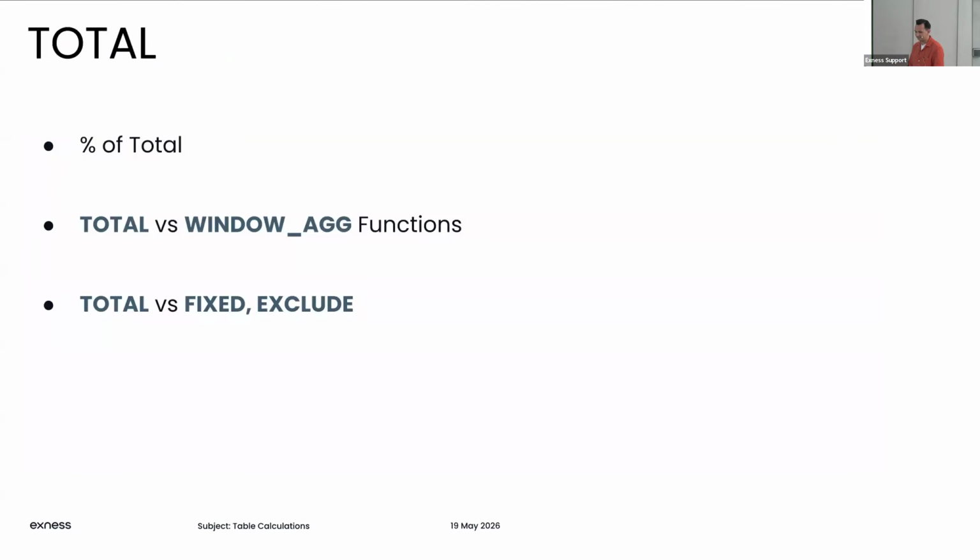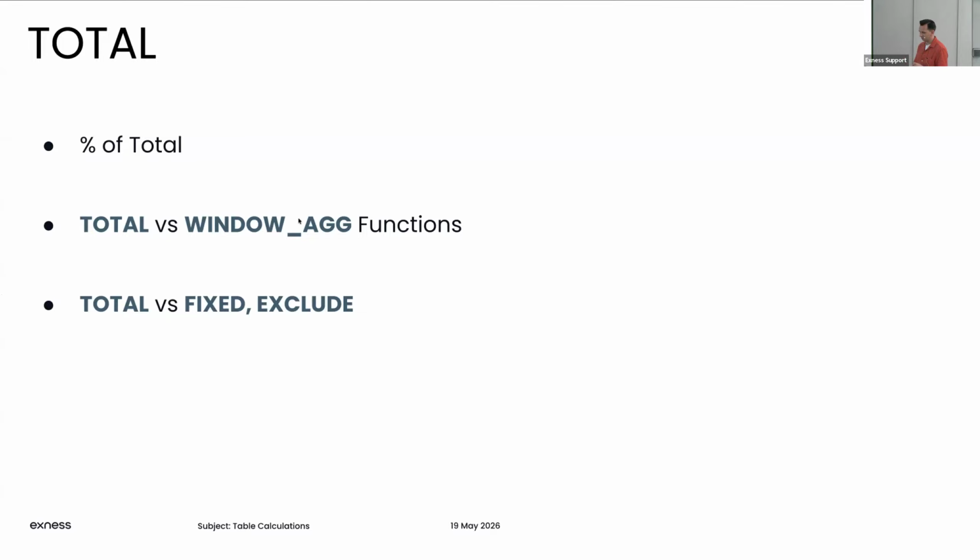Okay, next, total. I really like this function. I think it's the most popular table calculation. I use it quite regularly. And the most popular example is calculating a percent of total, where the numerator is on each mark, and for the denominator, you want to calculate the total across several marks. The interesting part of total is that it works differently from other table calculations.